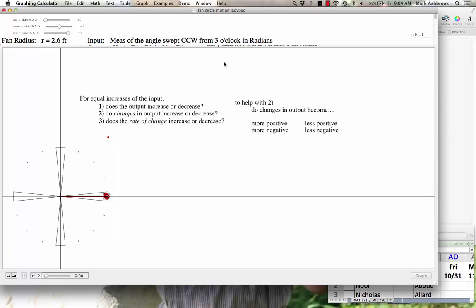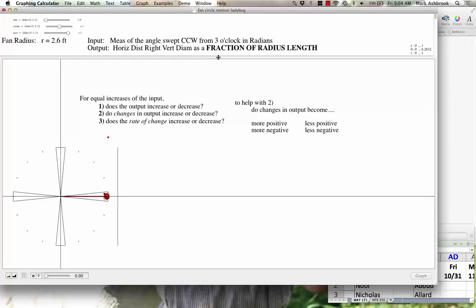So really, to help us keep the idea of what's going on, rather than saying radius lengths, we'll never have more than 1, right? It's going to always be a fraction of a radius length. So let's state it that way and think of it that way. We're going to output the horizontal distance to the right of the vertical diameter as a fraction of the radius length, because the most we can get is 1 whole radius length. Everything else would be 0.8, 0.2, negative 0.3, negative 0.95.